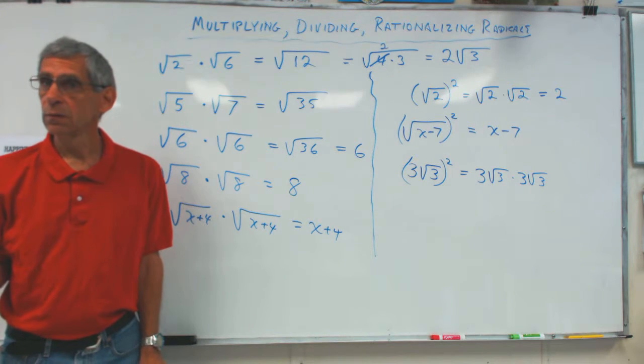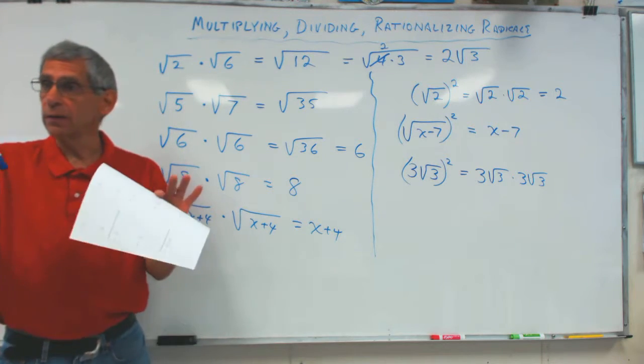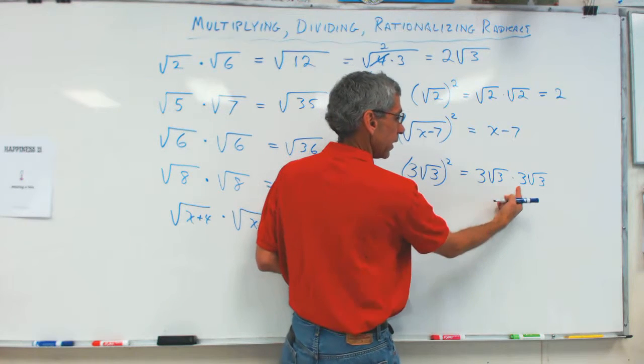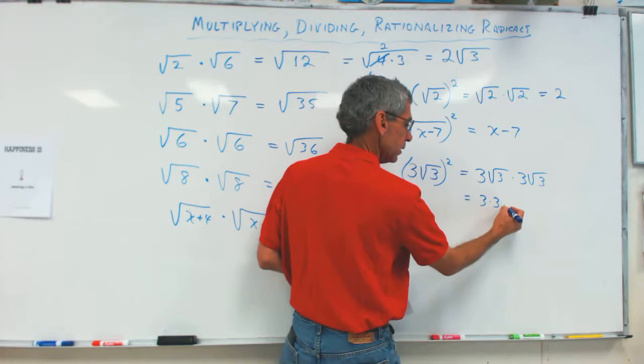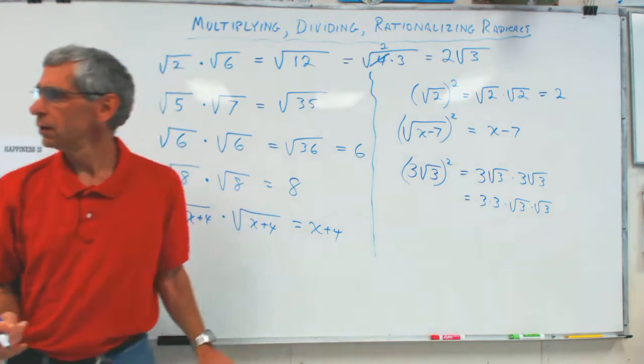Yes? And I can move things around, right? When I'm multiplying, I can move things around, like the commutative property. I could put this 3 and this 3 together. So that's the same as saying 3 times 3 times the square root of 3 times the square root of 3. You guys see that?